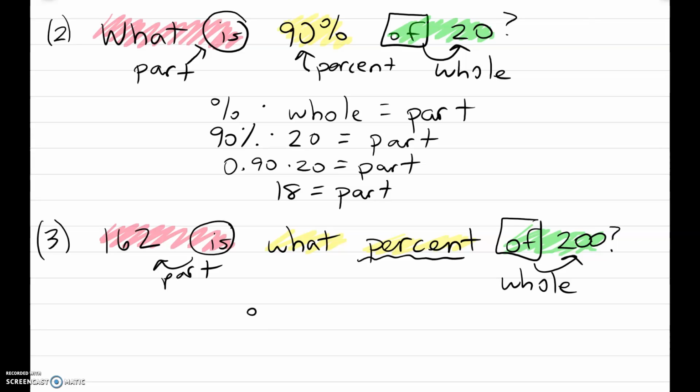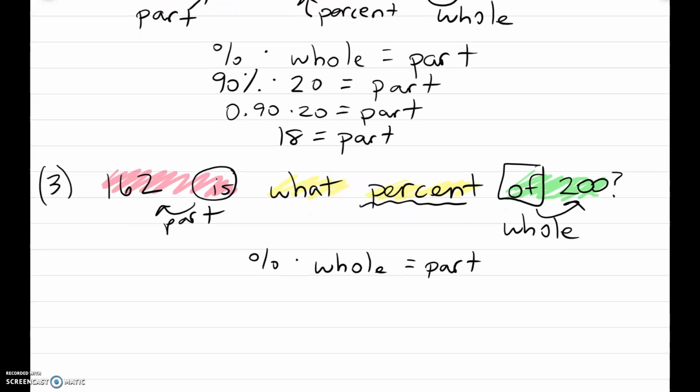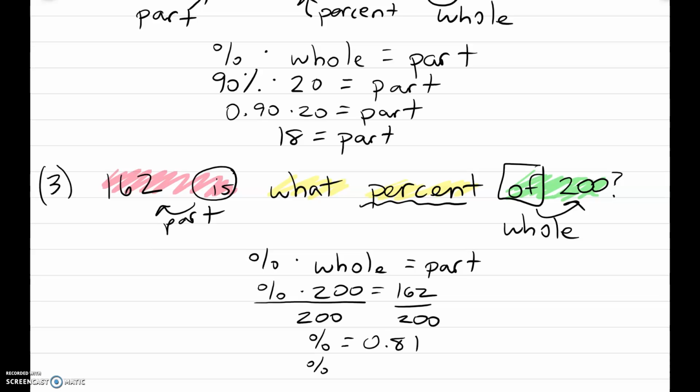So in our formula, we had percent times the whole equals the part. So in this question, we don't know what the percentage is, but we do know the whole is 200 and the part is 162. So to get this by itself, to undo multiplying, we divide. So 162 divided by 200. So that means the percent is 0.81. But to convert that to percentages, we would write it as 81%. So 162 divided by 200 is 0.81, which is 81%.